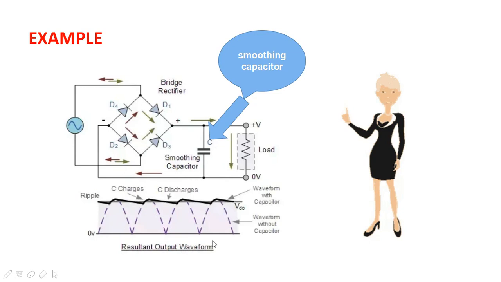These are the two types of waveform. The waveform below is the waveform without a capacitor. You can see so many interruptions are there. But the darker line waveform is the waveform with a capacitor. The interruptions are reduced. So it is the main application of a capacitor.